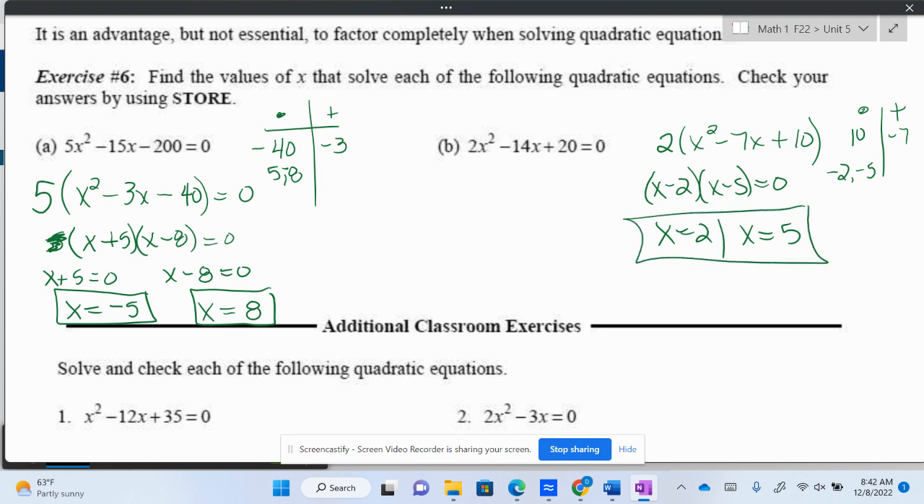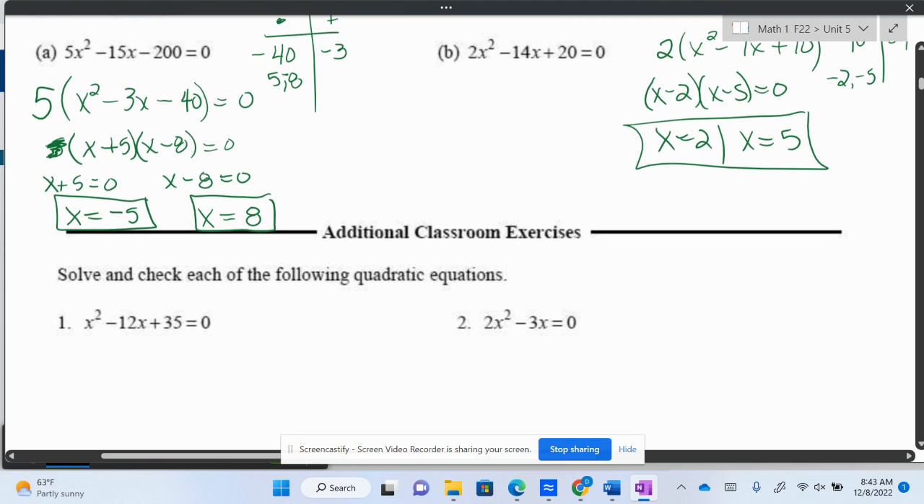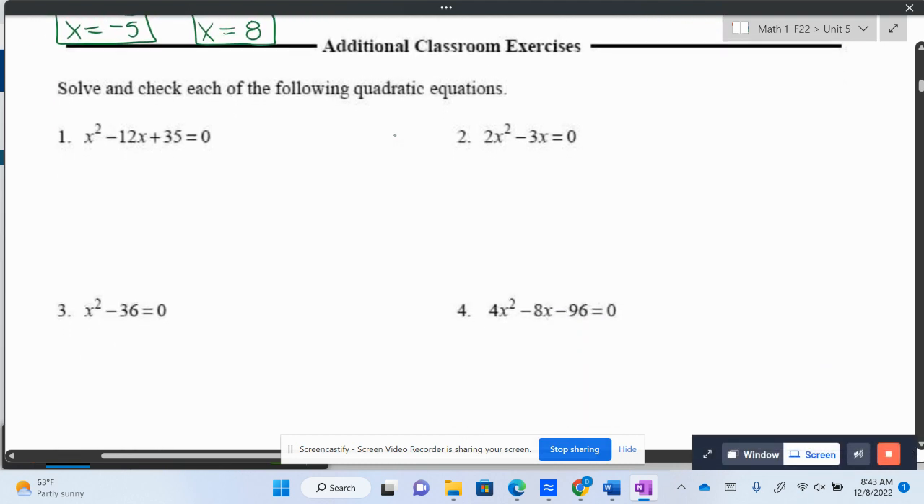Does anyone need me to explain that? Does anyone need me to set that one up for them? Are y'all awake today? No? Okay. All right. So we have 4 examples. Let's divvy it up. Who wants to do example number 1?